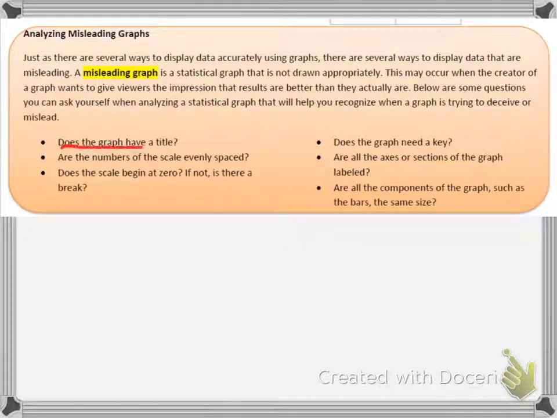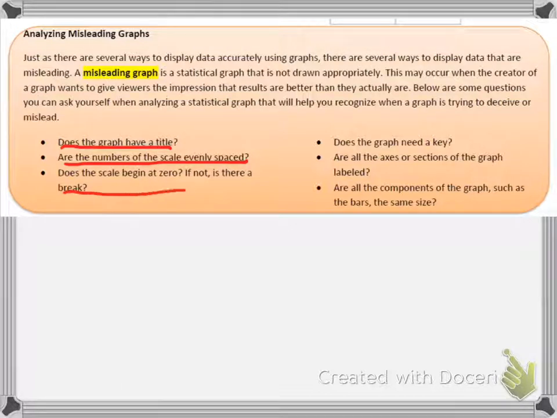So in other words, here's one way. Does a graph have a title? The titles are there to very clearly tell you what the graph is about. If it doesn't have one, they might not be trying to be too specific so that you start inferring things that it may not actually be saying. Are the numbers on the scale evenly spaced? That is a huge one. People will manipulate the way the numbers are put on there to make results seem bigger or smaller, whatever they want to try to show.